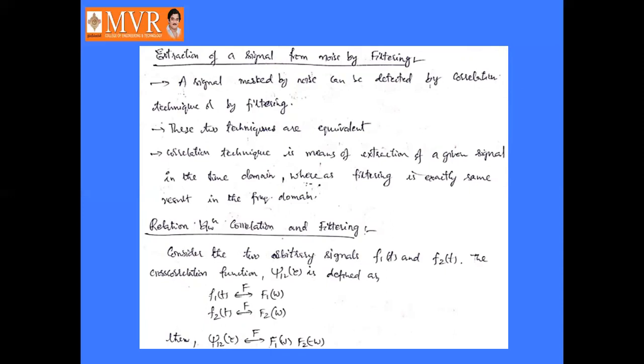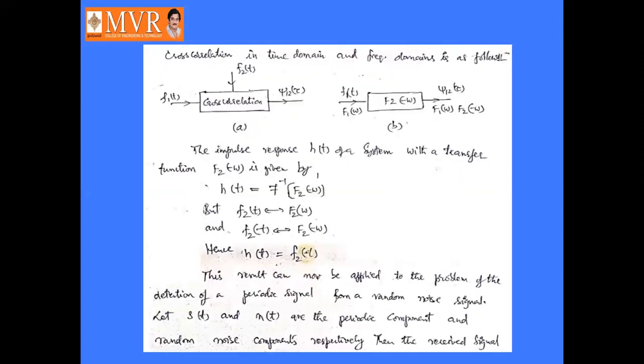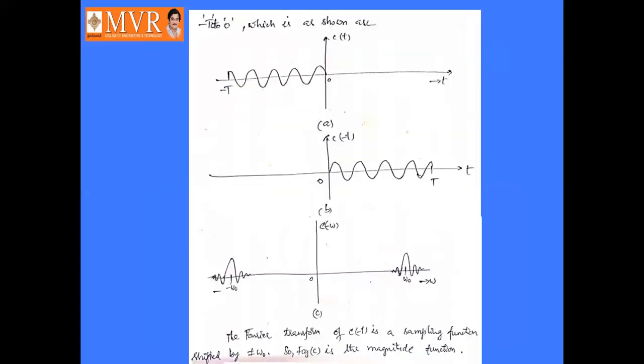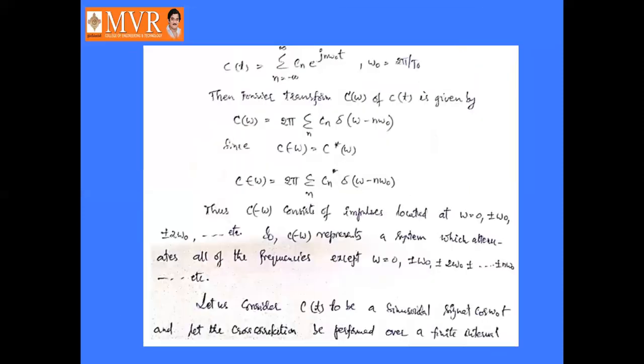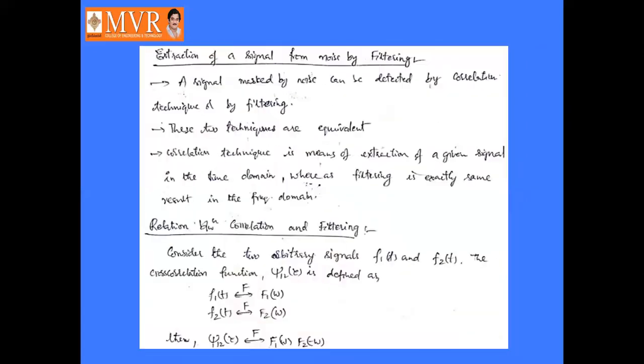So in the time domain we use the correlation technique, and in the frequency domain we use the filtering technique. Now, the relation between correlation and filtering: the correlation technique is used in the time domain and the filtering technique is used in the frequency domain. We will see this relation in the next class.